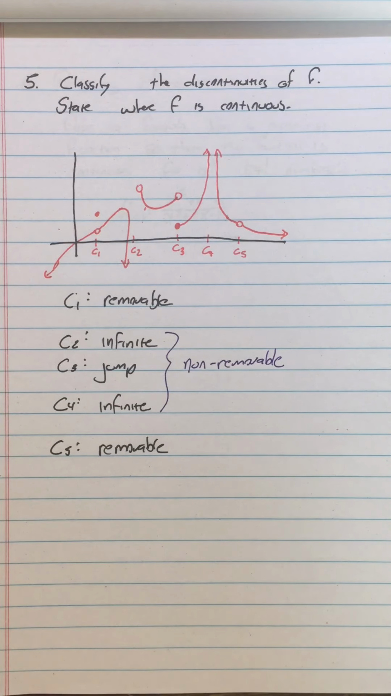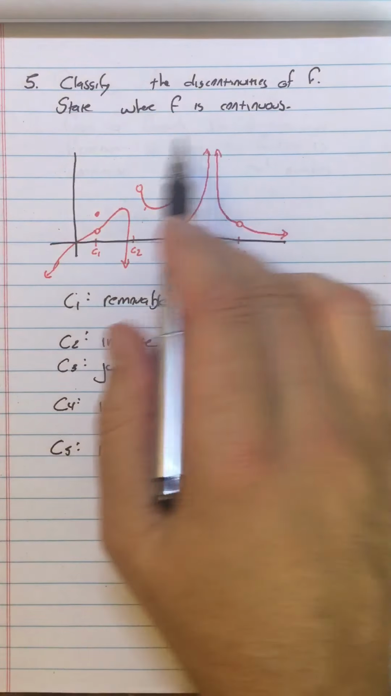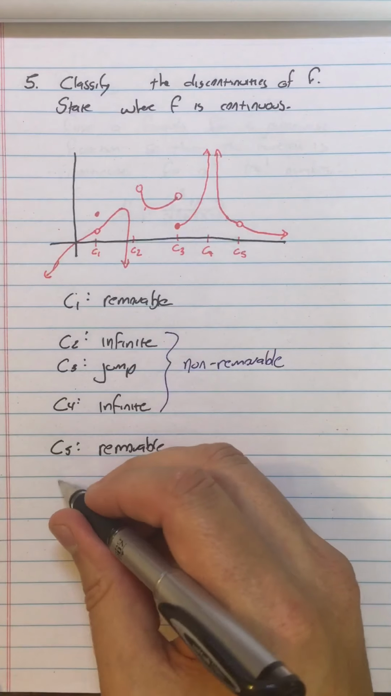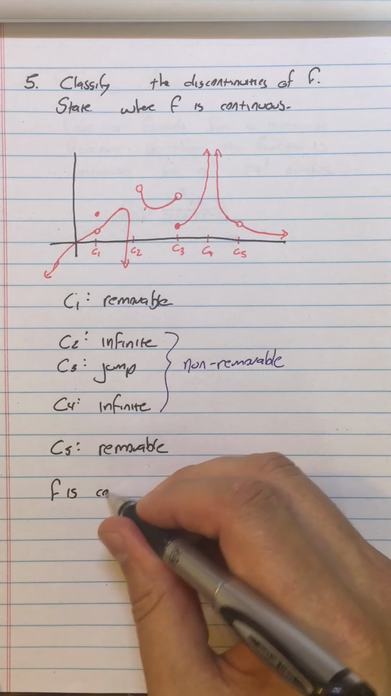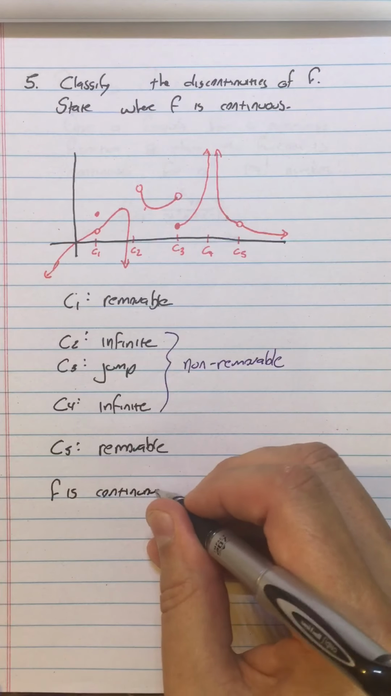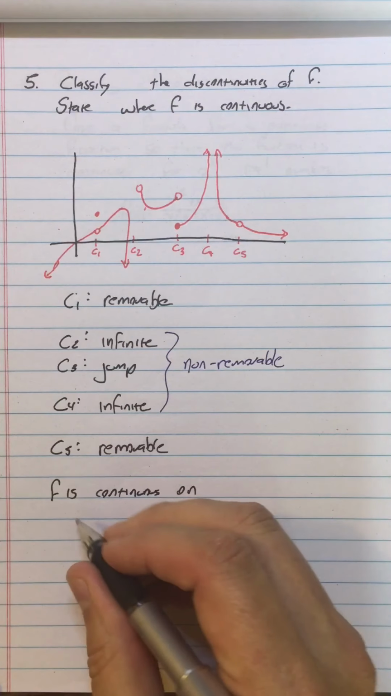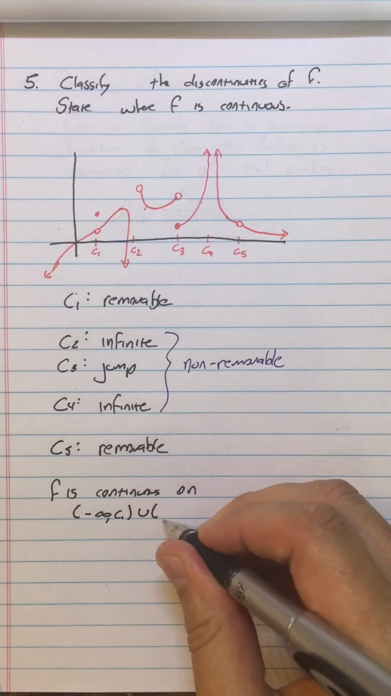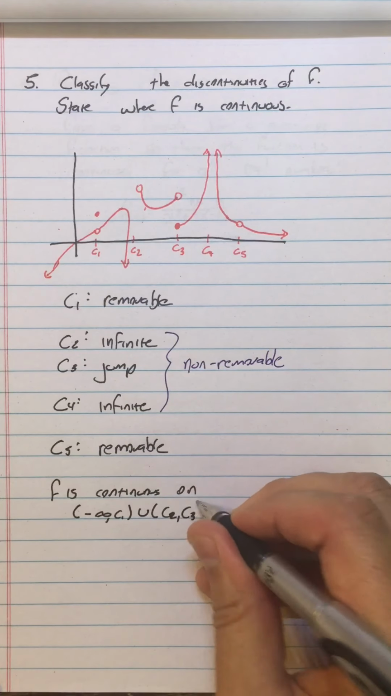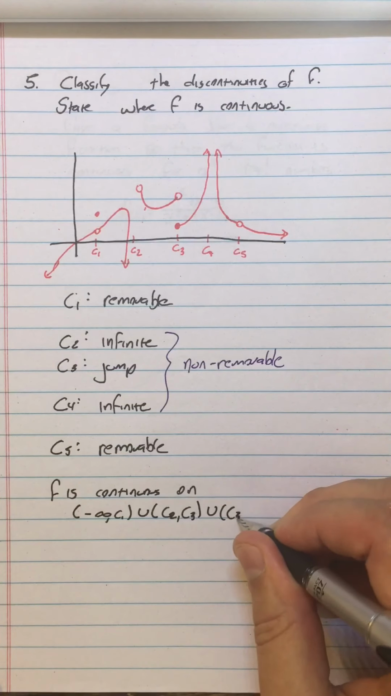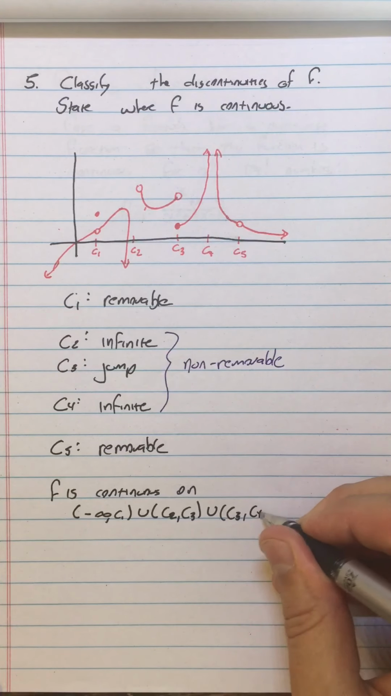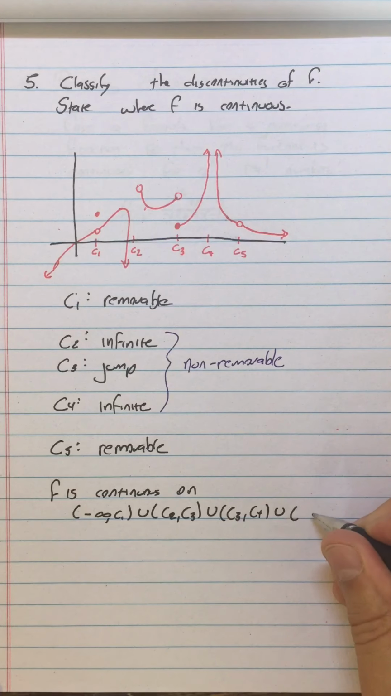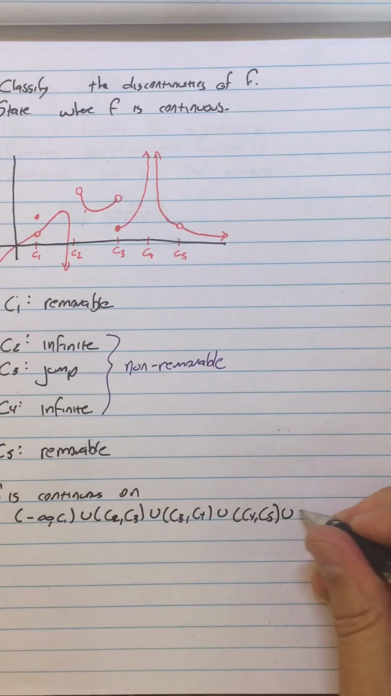All right, now it's a little confusing on the homework when they say, look at something like this and state where f is continuous. But we can use interval notation. f is continuous on the interval from negative infinity to C1, union the interval from C2 to C3, union the interval from C3 to C4, union the interval from C4 to C5, union the interval from C5 to infinity.